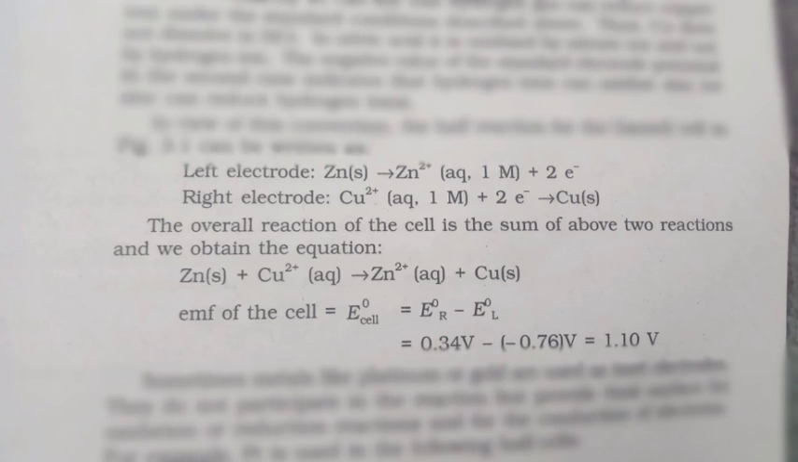Automatically zinc will displace copper because zinc is more reactive, as we told you earlier. But if you want copper to displace zinc, you just need an external voltage of 1.1 volt, which will make the non-spontaneous reaction occur.